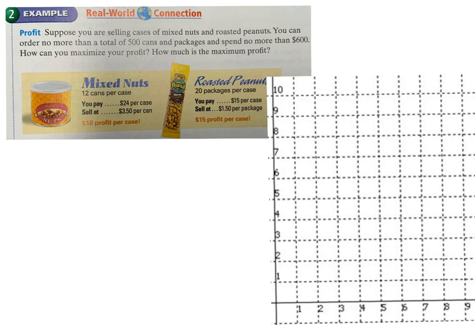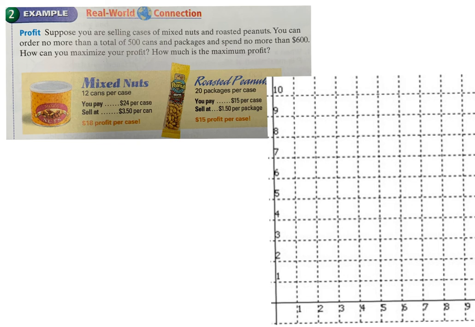When you're reading these problems, your goal is to figure out what their objective is. So your objective is to figure out their objective, okay? If you look at the last line here, it says, how can you maximize your profit? How much is the maximum profit? So what they're saying is, we want the value of the maximum and the point where you get it. With this, they're saying, how many of each do you need to sell to reach your maximum profit?